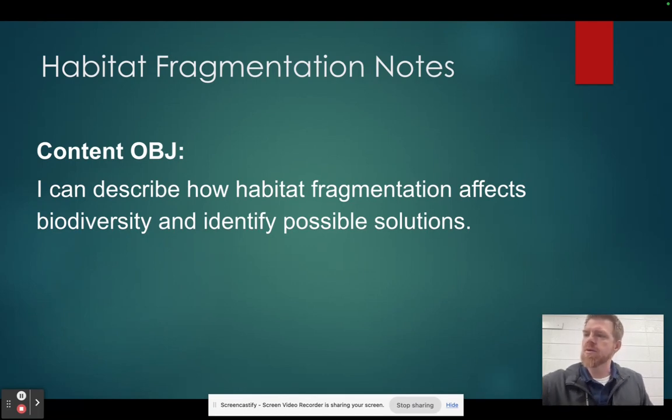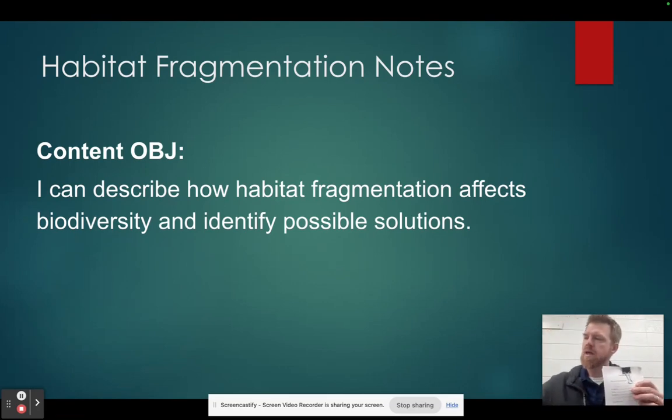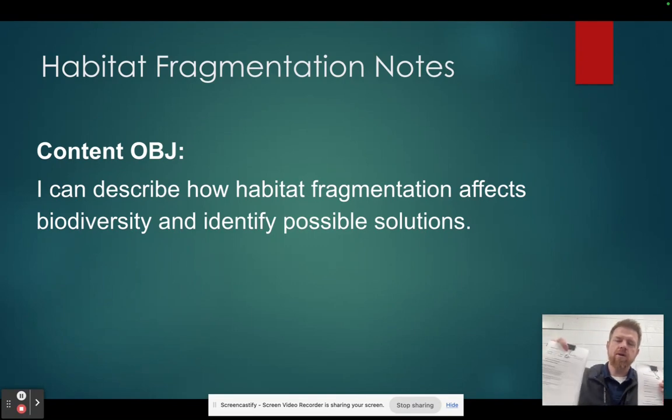So as you're going through these notes, please use your guided notes. There's 3 guided note sheets that you will use, and you can tape those into your field journals when you're done. Okay, so let's go ahead and get started.